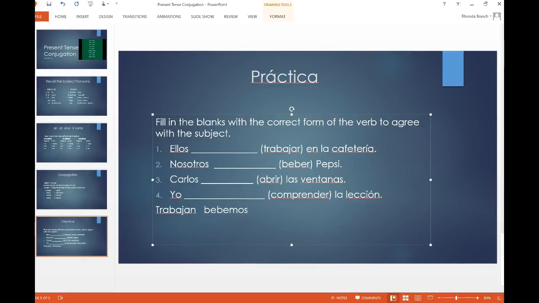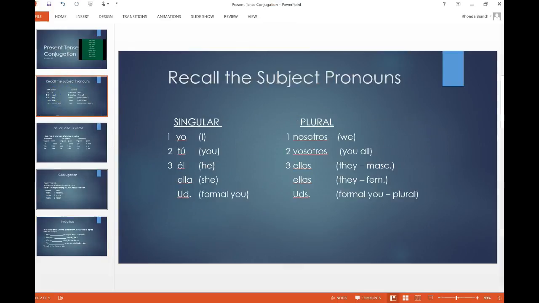El número 3. Carlos abrir las ventanas. If we drop the IR, we're left with ABR. Now, if you notice, Carlos is not listed in this list of subjects. But whenever you have a person's name, if you think of Carlos, it's he. If I was to ask, where is Carlos? And you know exactly where Carlos is, you would say, oh, he's at school, or he's in the house, or he is somewhere. So it's simply he.